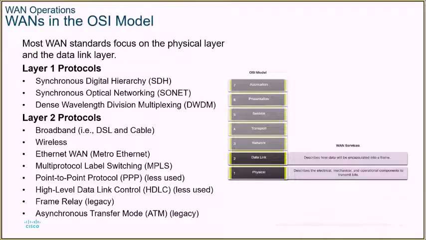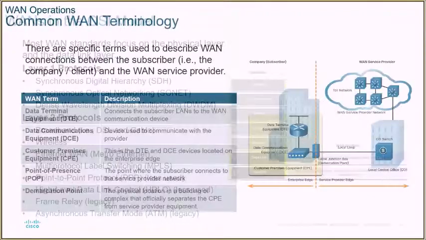Most WAN standards focus on the physical and data link layers, and some of the protocols used can be SDH, or synchronous digital hierarchy. There's synchronous optical network, or SONET, or there's dense wavelength division multiplexing, which is another way of using fiber. Okay, so those are the layer 1 protocols. Layer 2 can use broadband, wireless, Ethernet WAN or Metro Ethernet, multiprotocol label switching, point-to-point protocol, HDLC, which is a bit older. Frame relay is not quite as old, but it's disappearing, and ATM is disappearing basically. We'll talk about those a bit later.